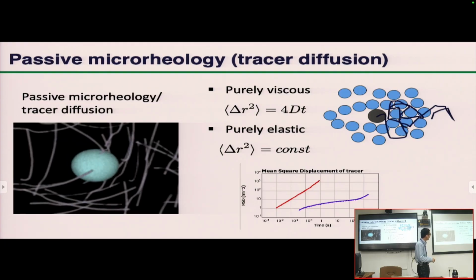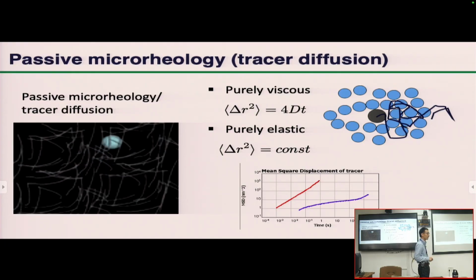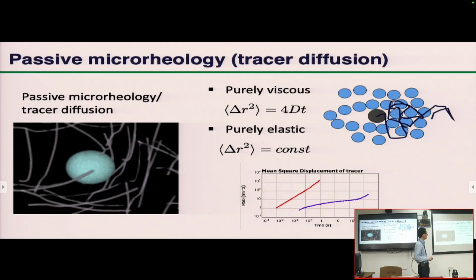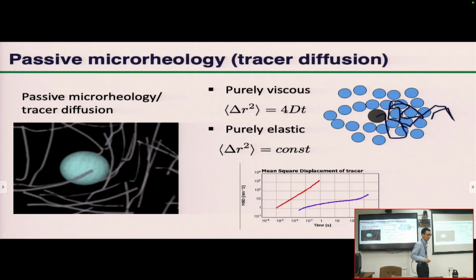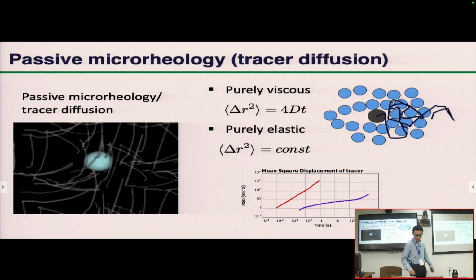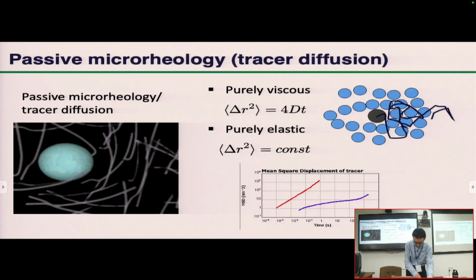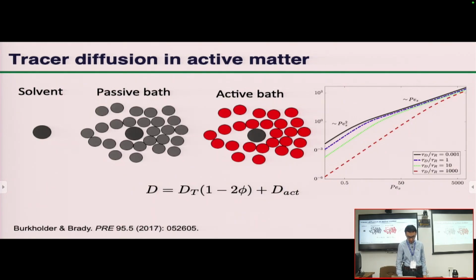So if you were to plot the mean square displacement as a function of time, if it's diffusive, you have this red kind of shape. If it's somewhere in between, if it's viscoelastic, it's going to look something like that. So you can tell these materials apart by looking at a passive microrheology experiment. Okay, so now let's come back to active systems and think about tracer diffusion in active systems.